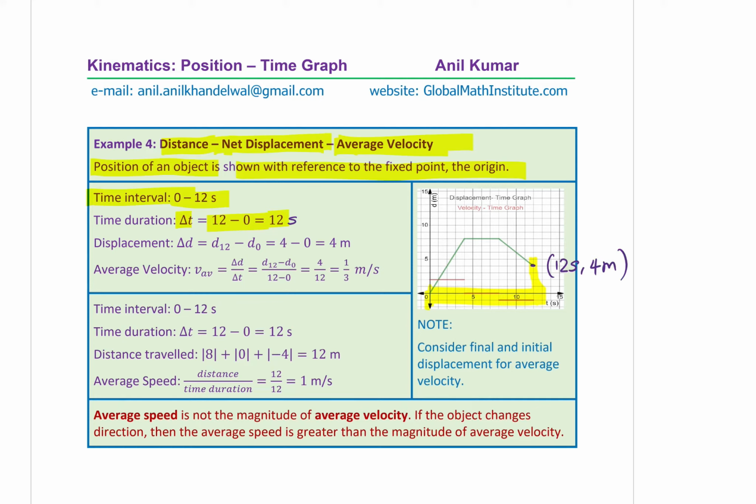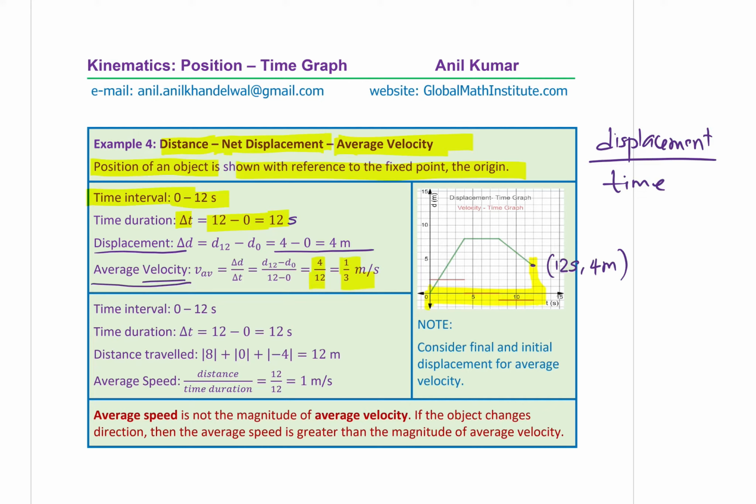Correct. And therefore, the displacement in this case is d12 minus d0, 4 minus 0, which is 4 meters. So we got the displacement. So when we say average velocity, the term velocity is important to understand, is displacement over time. That gives you average velocity. So in this case, displacement is 4 meters and the time is 12 seconds. So we get the average velocity of 1/3 meters per second.